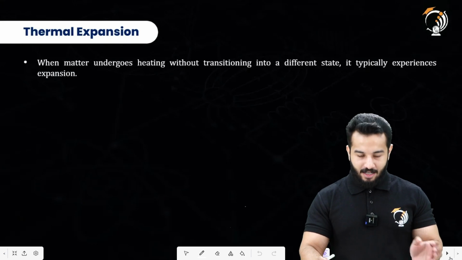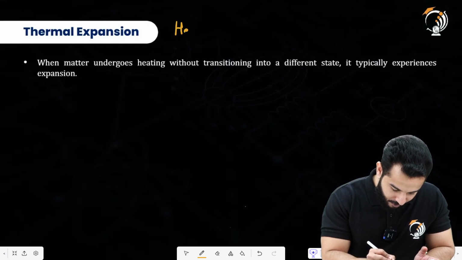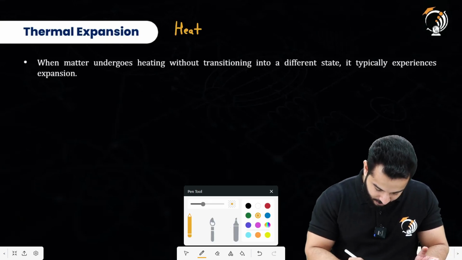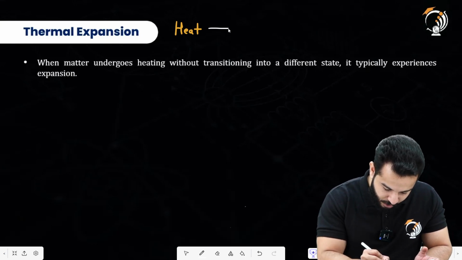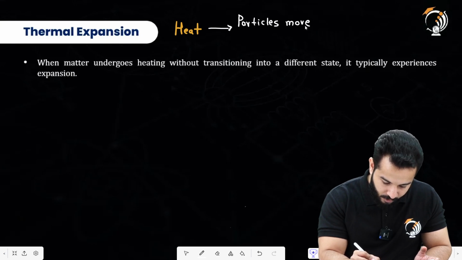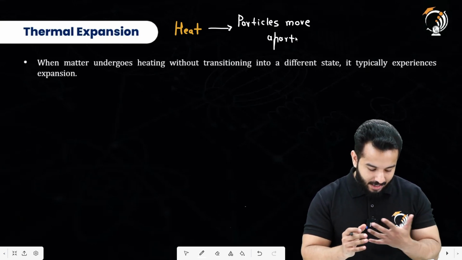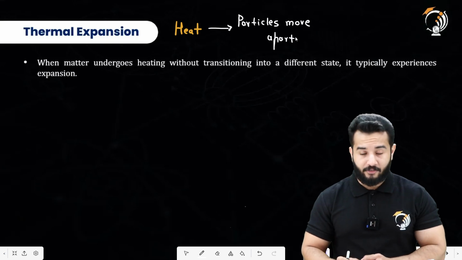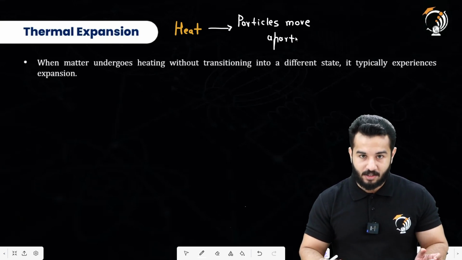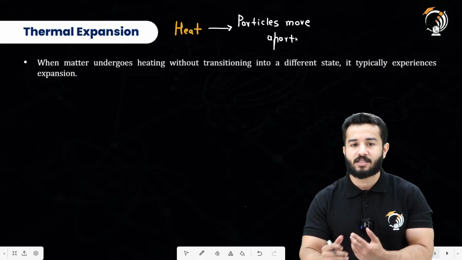If you remember from the last class, we said that if you heat a body, because of this heat, the particles in the body are going to move apart from each other because of this thermal energy, right? Now we are saying that when matter undergoes heating without transition into different states, so right now we are not talking about the state changing, it typically experiences expansion. This is what is known as thermal expansion.